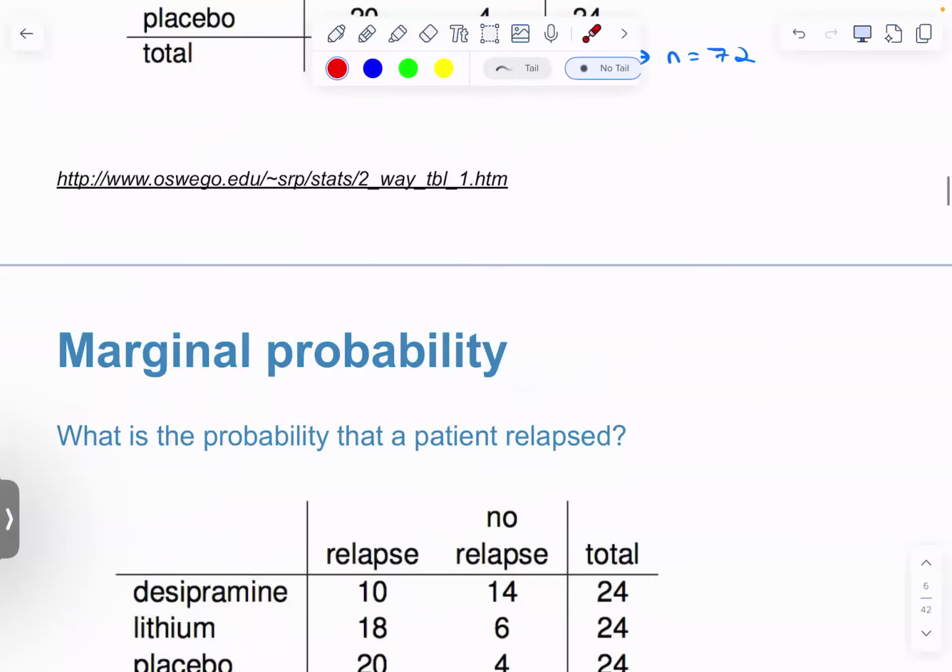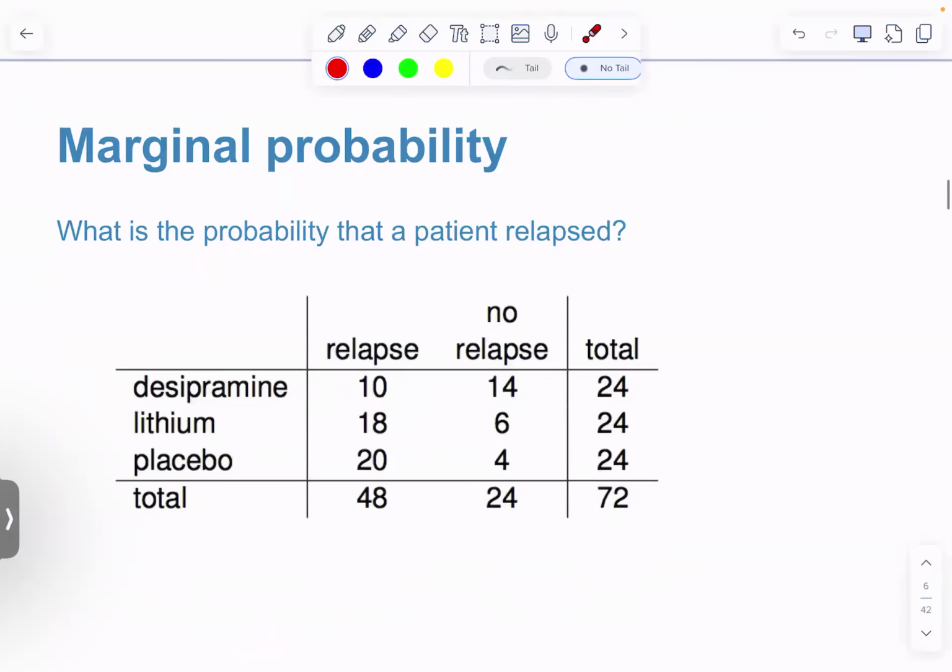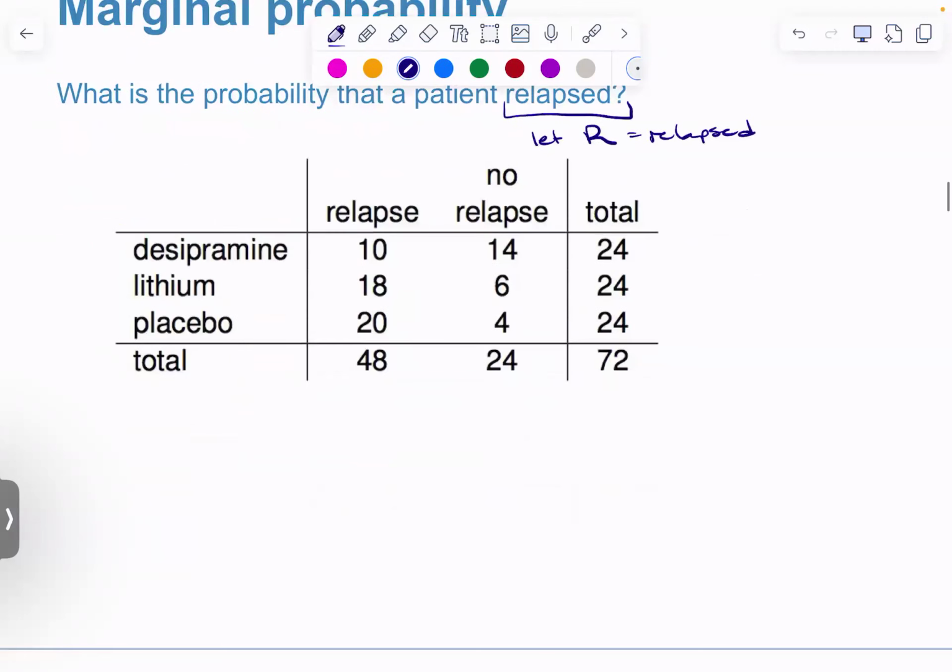There's a question on the, hey, I already did that one. Well, let's do it properly. What's the probability that a patient relapsed? Let R be relapsed. Then the probability of R is 48 out of 72.